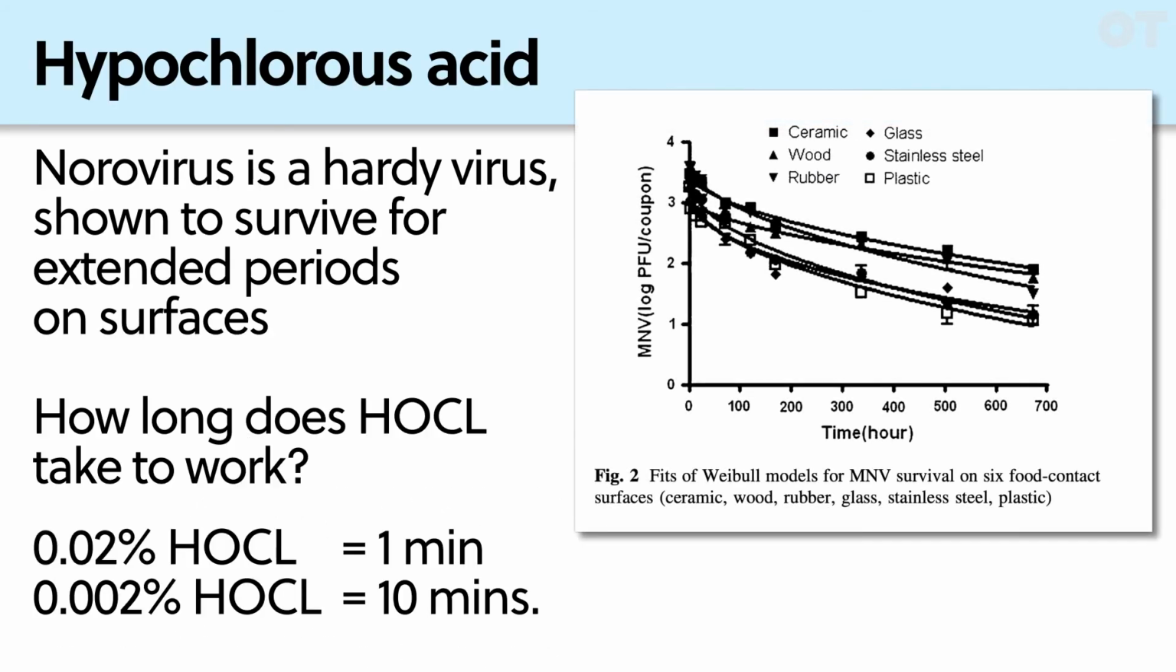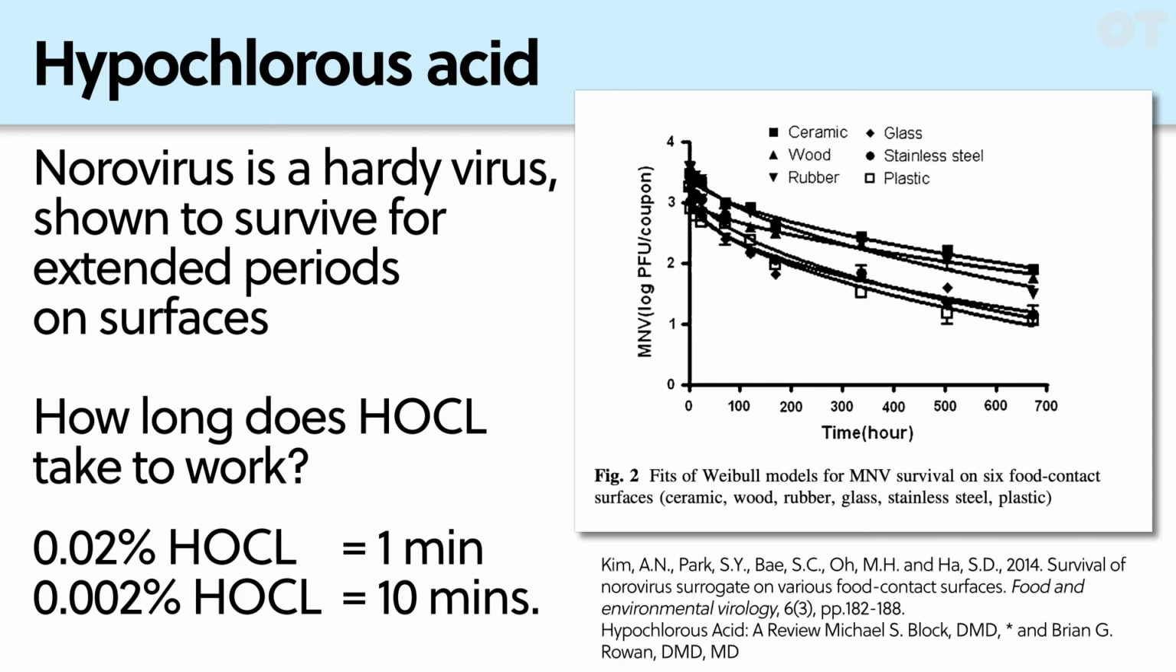We know that norovirus can survive for incredibly long periods of time on surfaces, and that's why the winter vomiting bug, as it's referred to sometimes, can lead to outbreaks all over the place because it does just linger. Any disinfecting product that can disrupt that virus should be effective against the far less hardy SARS-CoV-2. We then need to consider how quickly hypochlorous acid may or may not work.